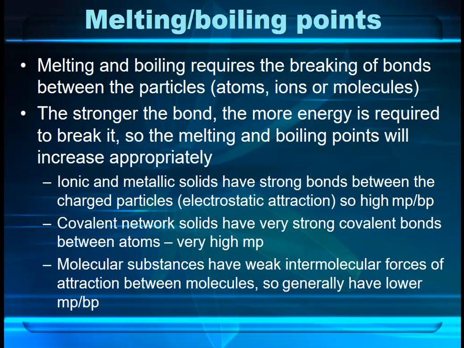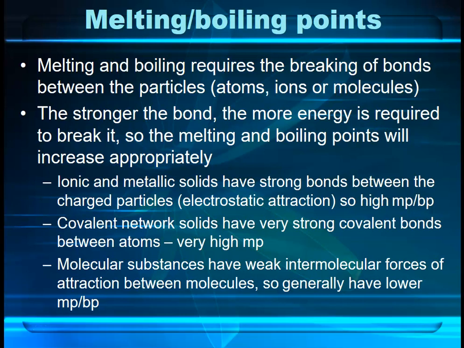Now, roughly in order of strength, intermolecular bonds are the weakest. So molecular substances typically have lower melting and boiling points than any of the others. They do vary depending on both the size of the molecule and the polarity of the molecule. So larger molecules tend to have stronger intermolecular forces than smaller molecules. More polar molecules have stronger intermolecular forces than less polar molecules.